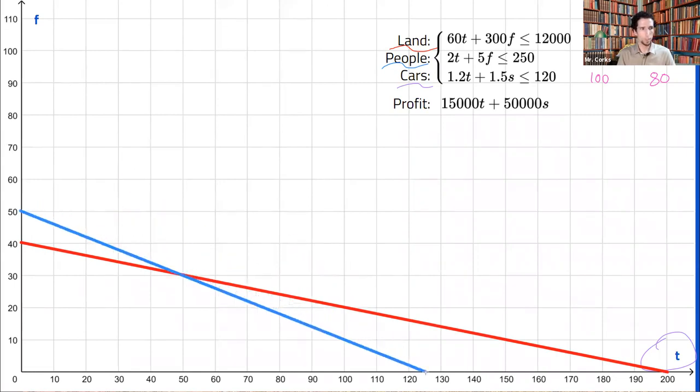125, 50, and 180. Okay, so we have these three here, it looks like. So I'm thinking that I maybe messed up colors.